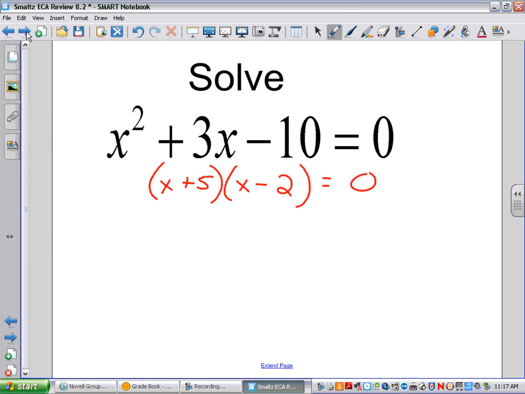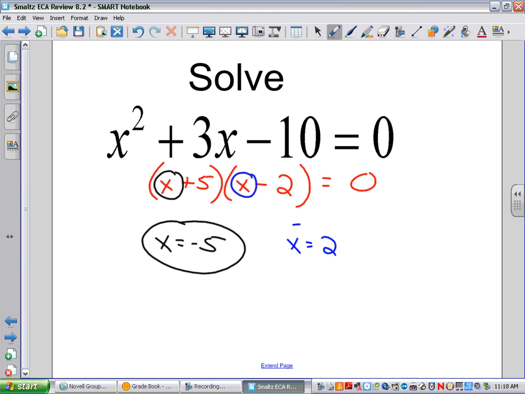So either x plus 5 has to be 0 or x minus 2 has to be 0. Well, what number right there makes it a 0? -5. So I'm skipping some work here. I'm showing you a little shortcut. Because -5 plus 5 would give me 0. On the other hand, my second answer is what number, if I put it right there and I subtract 2 from it, gives me 0. And that would be a +2. Because 2 minus 2 is 0. So my two answers are -5 and 2.